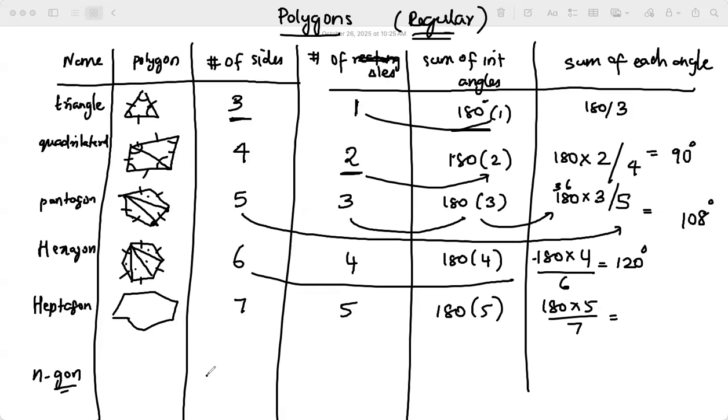What will be the number of sides? N. And N. Number of triangles will be? See the pattern. N minus 2. Good job. The sum of the interior angles will be 180 times n minus 2. Did you get it?